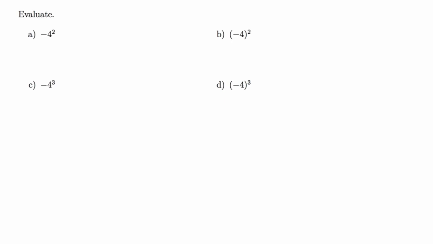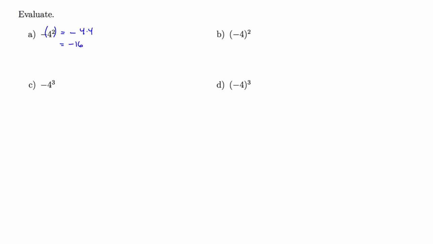very different meanings. In part A, the exponent is only next to the 4, so it implies there's a set of parentheses around the 4 squared. And so the meaning of part A, negative 4 squared, is that it is a negative 4 times 4. There's only one negative, it's only the 4 that's being squared. And the answer there is negative 16.